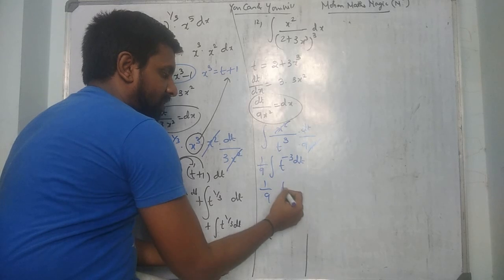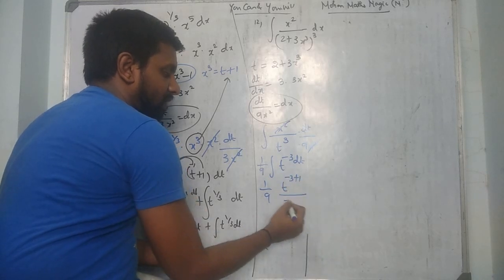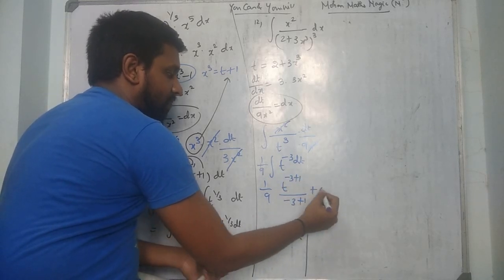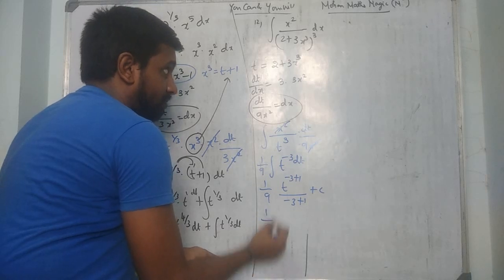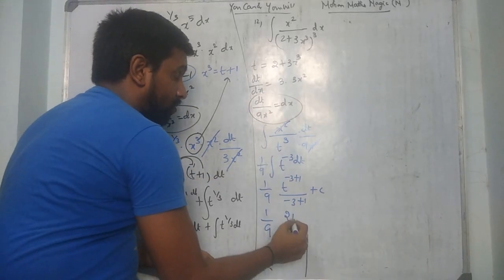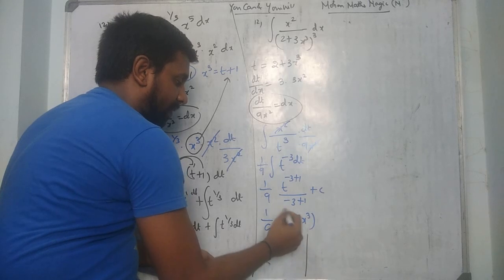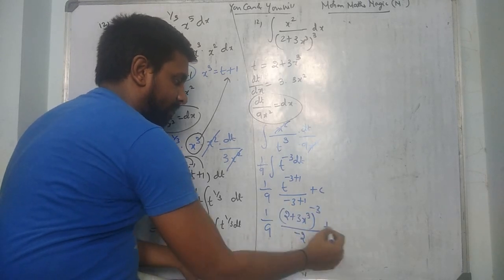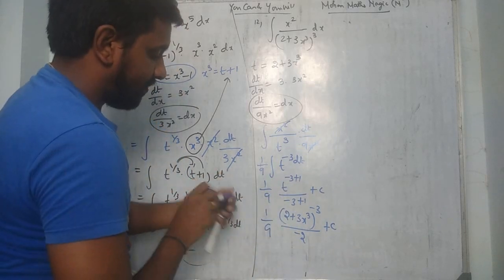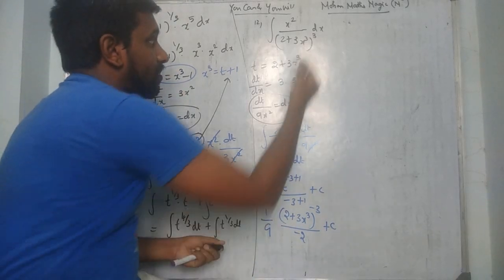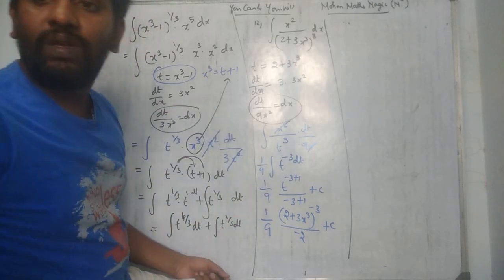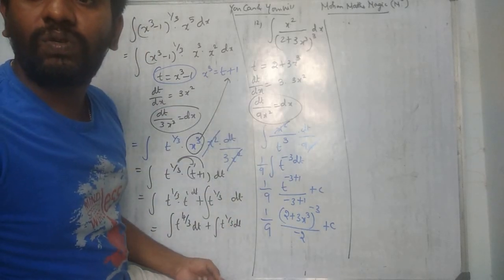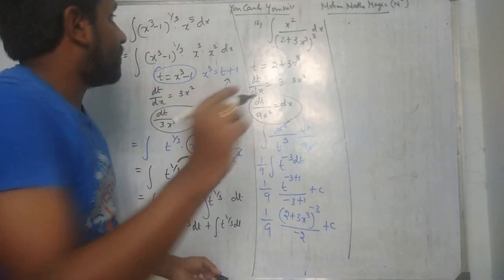So t power minus 3 integrate பண்ணா பவர்ல ஒன்னு increase ஆகும், அதே பவர் கீழ வரும். In place of t I have to substitute this value. So 2 plus 3x cube power minus 3 and this one will become minus 2 plus c. Okay. 13th sum. Oh sorry. 13th sum I completed.